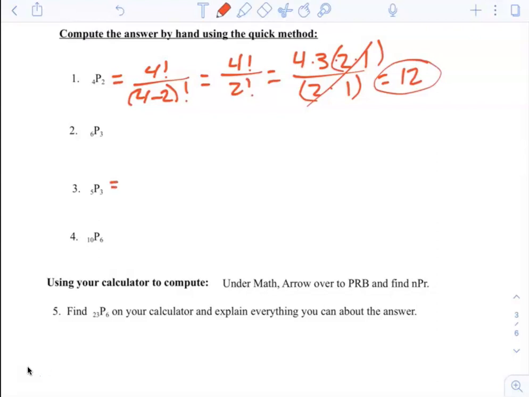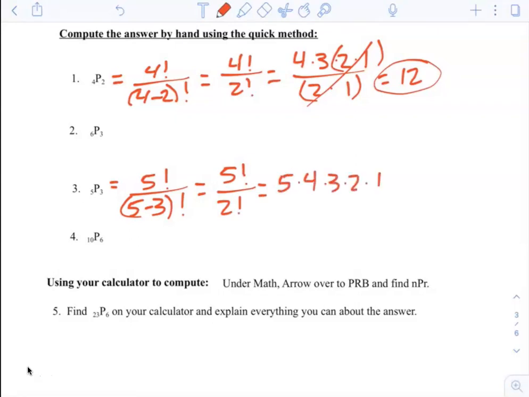5P3, let's do that one. So that's 5 factorial on the top, 5 minus 3 factorial on the bottom. We're left with 5 factorial over 2 factorial. So we have 5 times 4 times 3 times 2 times 1. On the bottom, we have 2 times 1. These two things are the same, so there's always going to be some things that will cancel. 5 times 4 times 3 is 60. That's great, and that's fine.